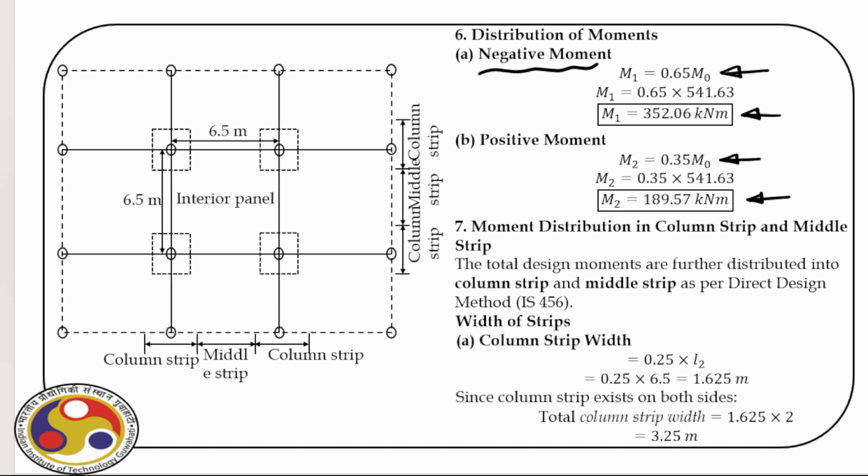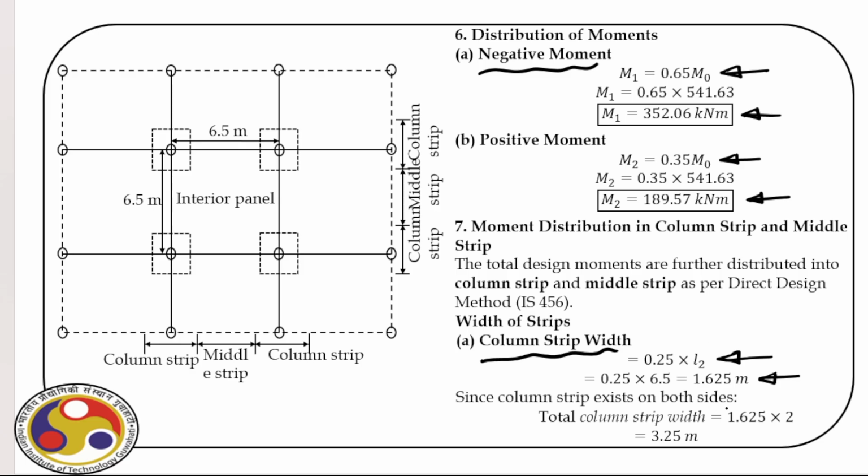Then once we find out negative and positive moment, we have to go for moment distribution in column strip and middle strip. So the total design moment are further distributed into column strip and middle strip. So the width of the column strip, which is 0.25 times L2, which is 6.5. So that is 1.625 meter.